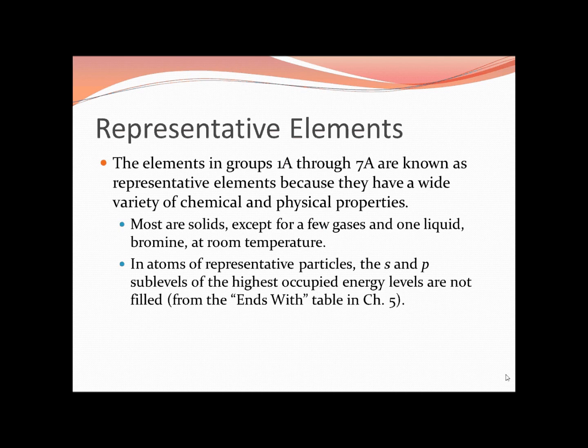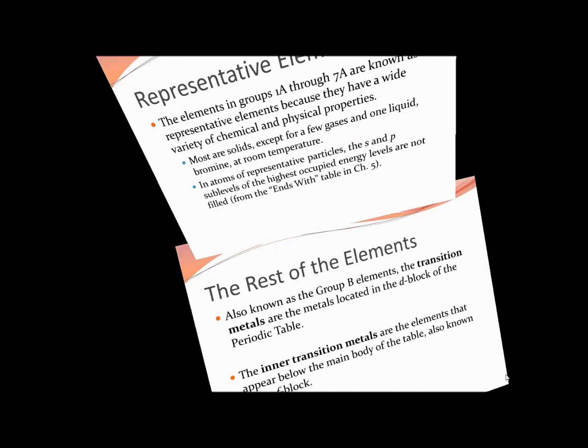For the atoms of representative elements, when we look at the electron configuration, the s and the p sublevels of the highest energy level that's occupied are not filled. If we look at the ends of the periodic table, we could have something like 4p5 or 4p1 or 3s2, 3p3. But the highest energy level, so the largest n, is not completely filled with 2 electrons in the s and 6 electrons in the p.